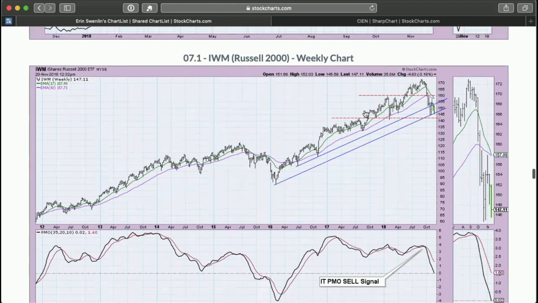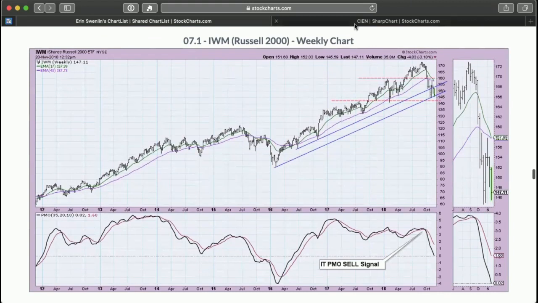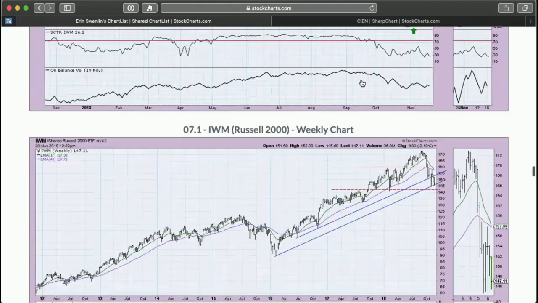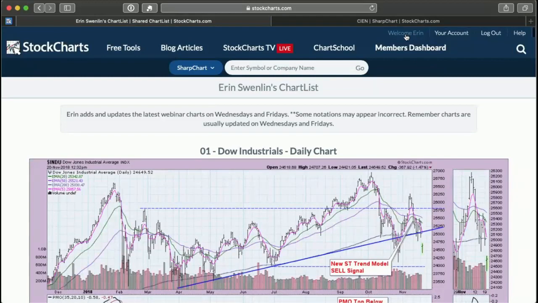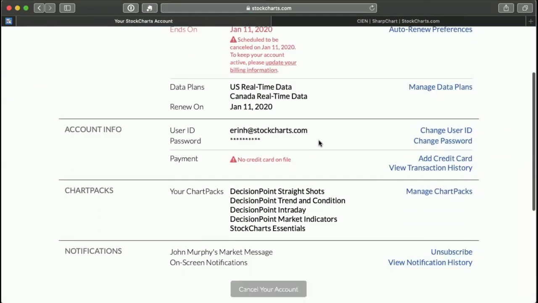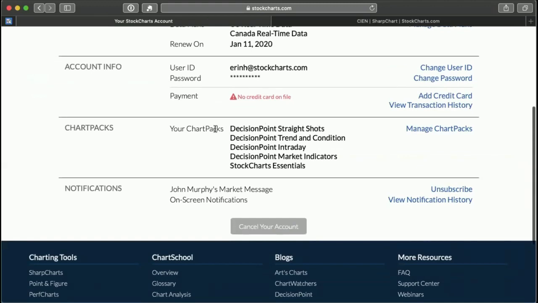All right, the other way that you can do this, and I think is the best way to do index analysis, is to download one of the Decision Point chart packs. And let's go ahead and go right there. So if you go to your account, these are the Decision Point chart packs that we have right here.